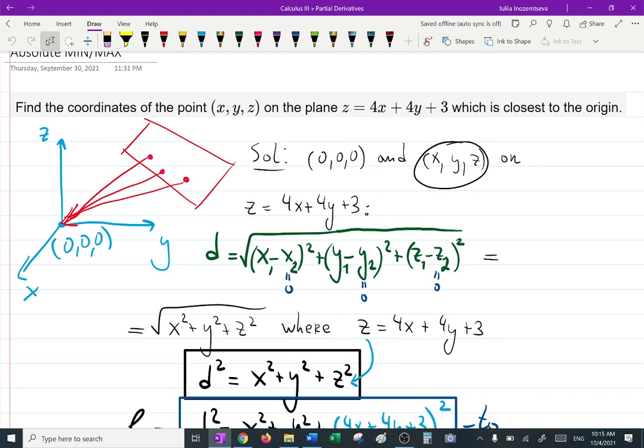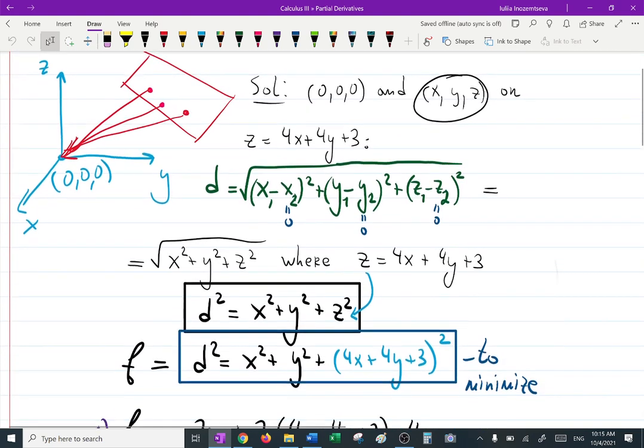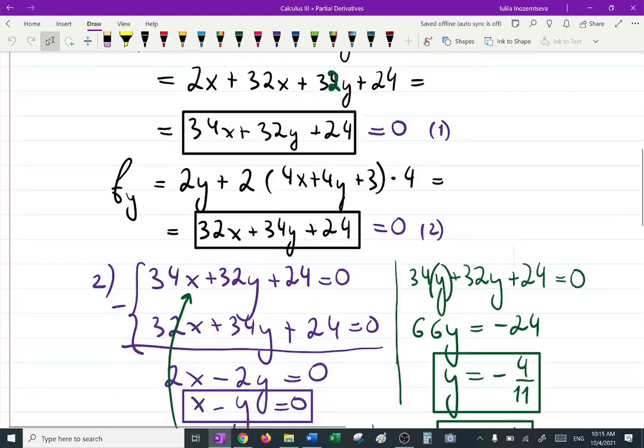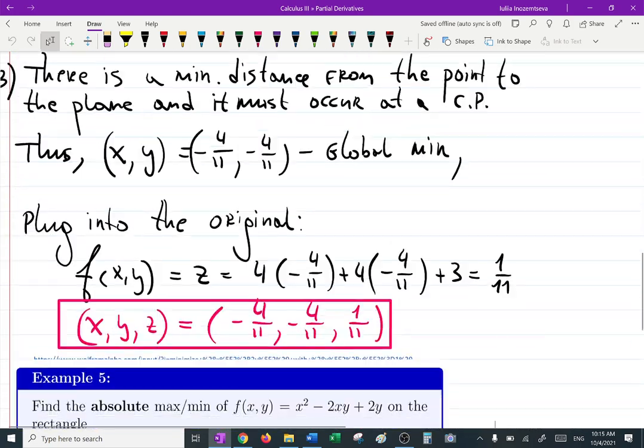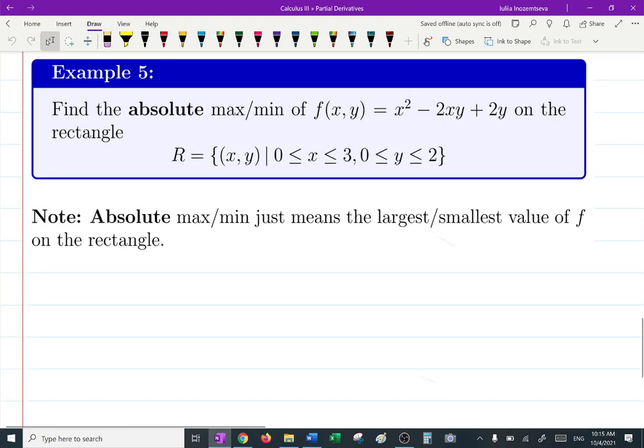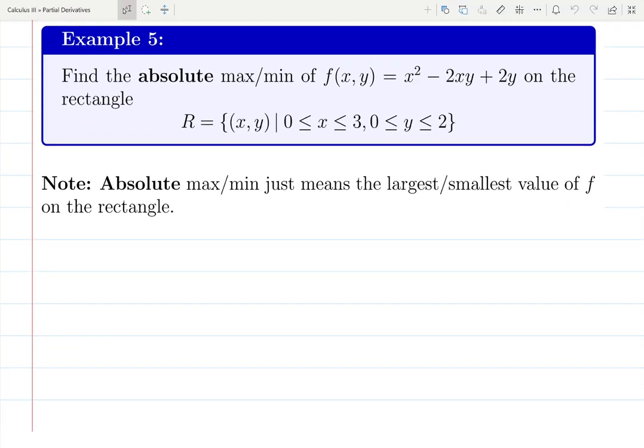Find the coordinate on the plane which is the closest to the origin. I made a video on this and you have it in your notes now. And it's totally your homework problem. And now let's do this one. I could just make a video for this and force you to watch.